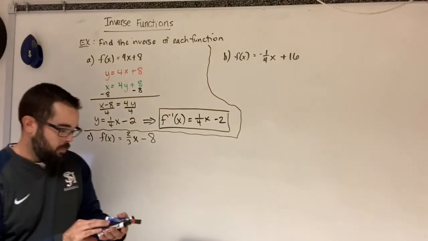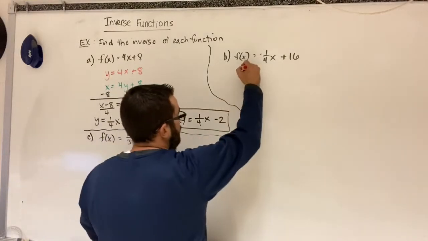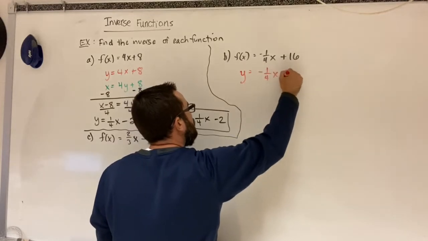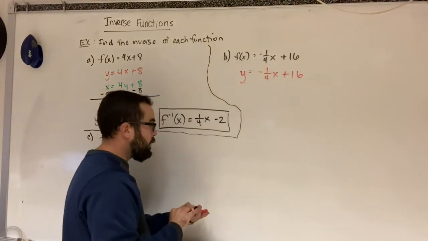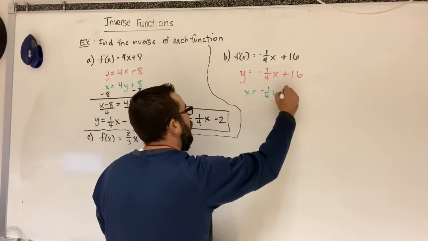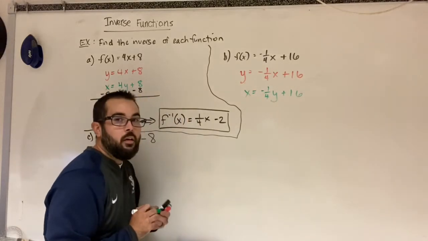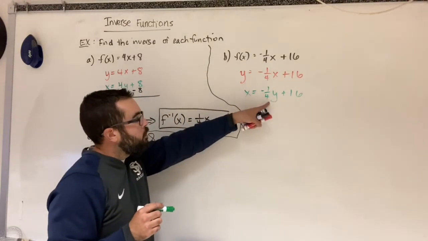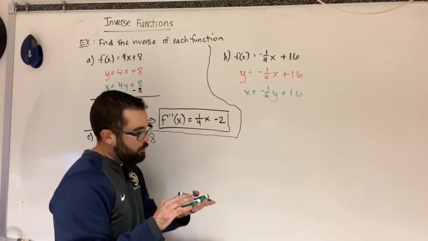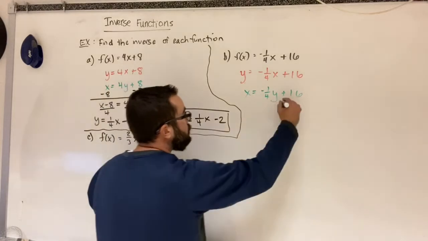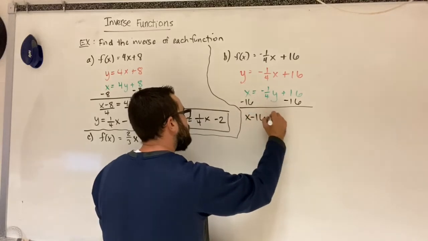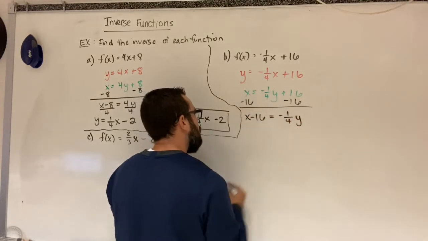Now next problem. Again, replace f of x with y. Second step, switch x and y. Third step, solve for y. So the first step would be subtracting 16 from both sides. So we have x minus 16 is equal to negative 1/4 y.